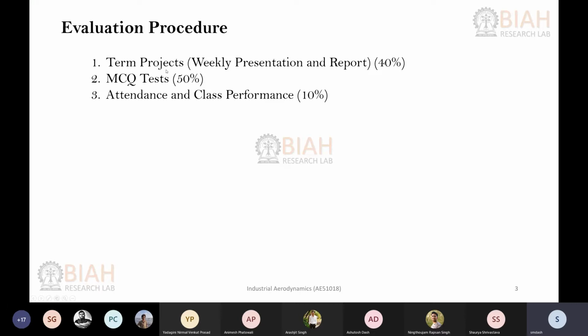There will be term projects. I will divide the total number of students into several groups. Some of you have attended the previous course, Physics of Fluid Flow Experiments. In a similar pattern, that evaluation will happen.